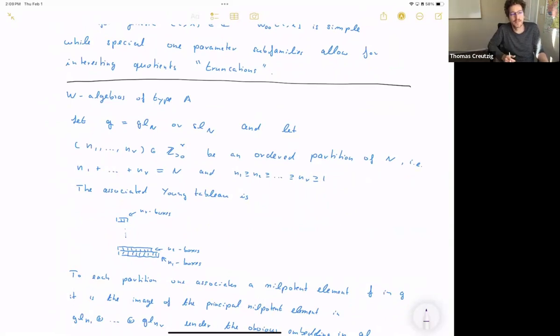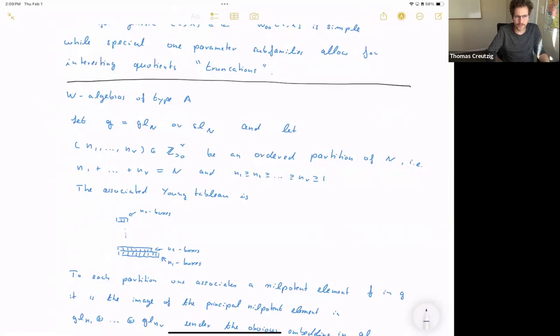In particular, usually one likes to visualize these partitions by Young tableaux, meaning the tableau consists of these capital N boxes. The very lowest row is the longest one. It has N1 boxes. On top, you write a row that has N2 boxes, etc. And often, in fact, you name your W algebra after the shape of the Young tableau. For example, a really nice family are the rectangular W algebras, where the shape of the Young tableau is a rectangle.